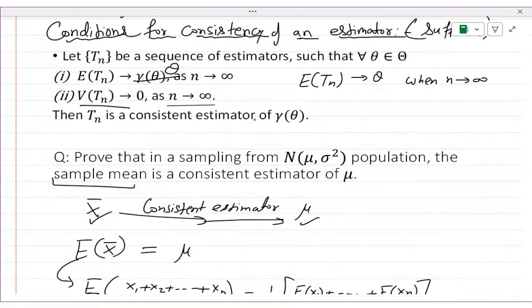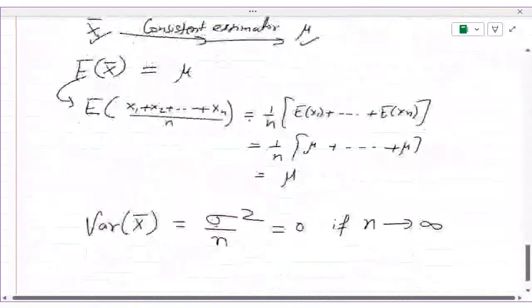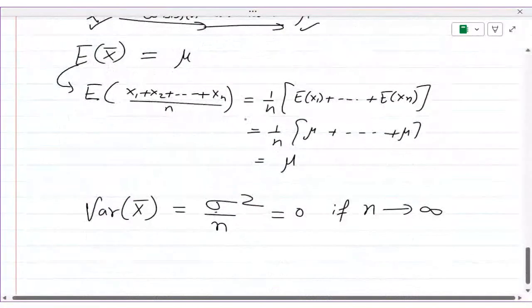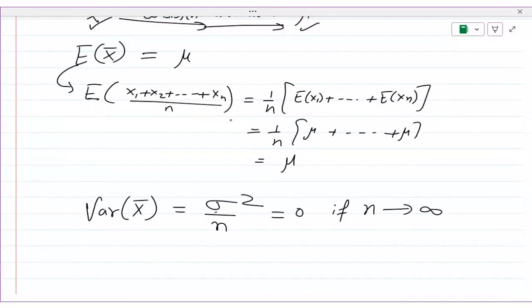Any doubt, students, in this? If there is any doubt, please ask, because I feel these problems are easy once you understand the concept. Okay.